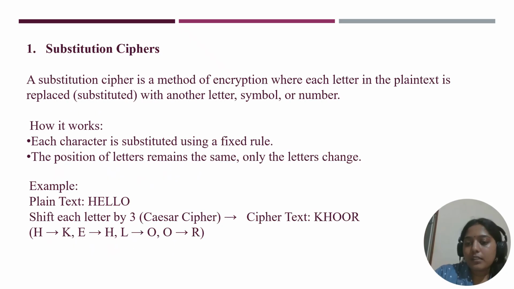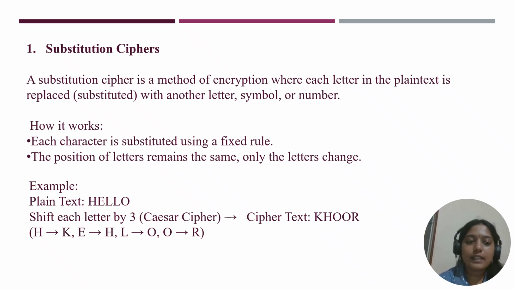There are two methods in cryptography, which are substitution ciphers and transposition ciphers. So first one is substitution ciphers. In this method of encryption, each letter in the plain text is replaced or substituted with another letter, symbol, or number. Each character is substituted using a fixed rule. The position of the letter remains the same, only the letters change.